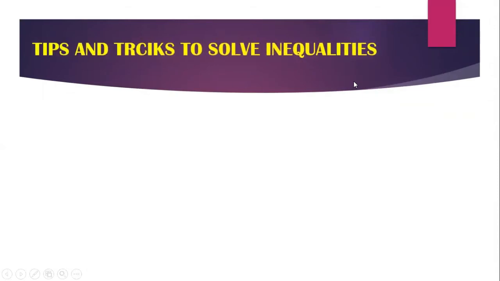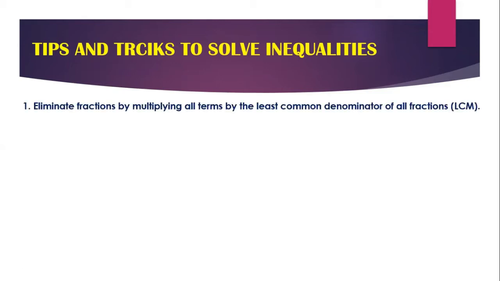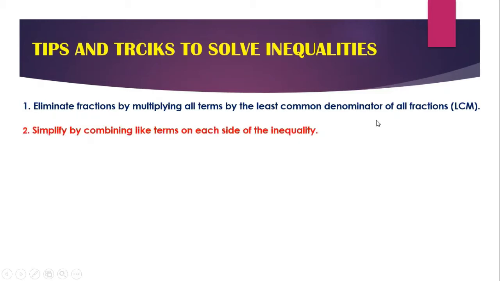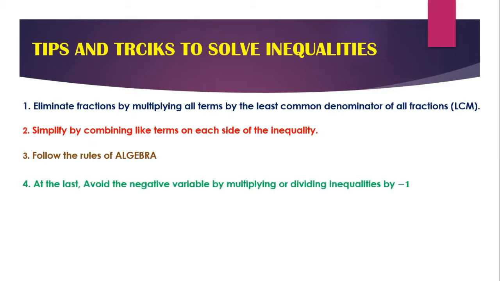Okay, students, I want to give you tips and tricks to solve inequality. Eliminate fractions by multiplying all terms by the least common denominator of all fractions. We call this one LCM. Simplify by combining like terms on each side of the inequality. Follow the rules of algebra. Very simple. And the last, avoid the negative variable by multiplying or dividing inequalities by minus 1. Is it clear, everyone? There are 4 tips and tricks to solve inequalities.